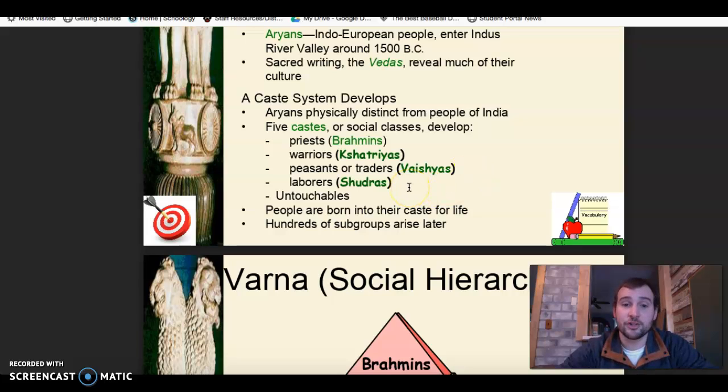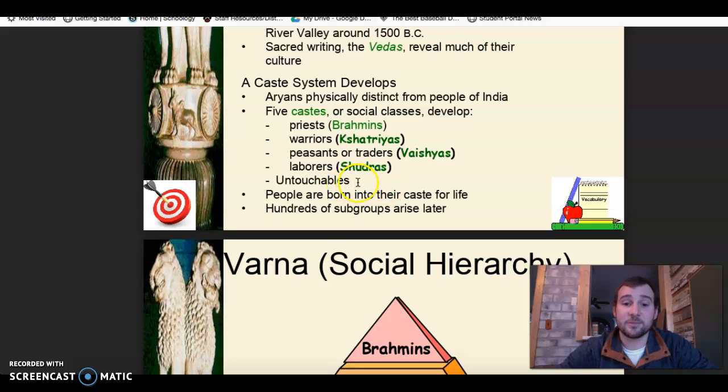Below them, we have the Shudras, who are the laborers. Sorry, they are not peasants. Do not write that down. And then, last but not least, we have this group called the Untouchables, and they're named that for a reason. People from the other castes will literally not touch them. A modern day example of the Untouchables would be homeless people. That's what a lot of the Untouchables would be.